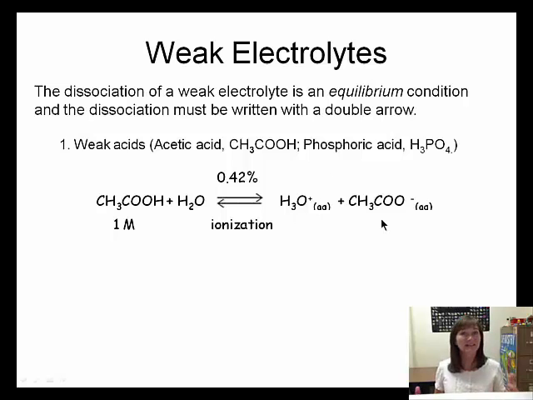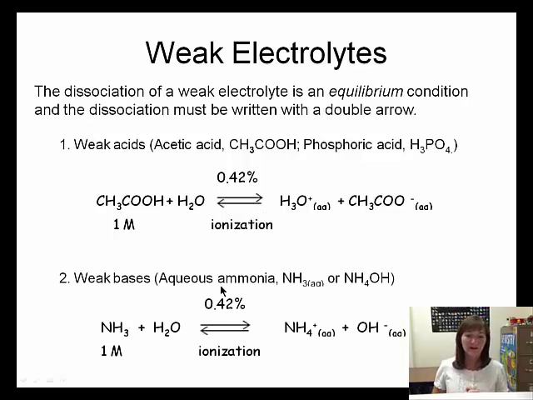To conduct electricity, you need to have a lot of positive and negative charges floating around in the solution so it can carry the current. If you have a weak electrolyte, there's not very many positive and negative charges, so the current is very weak. So if you're using a weak electrolyte, make sure you have that double-headed arrow. A weak base, an example of that would be ammonia.